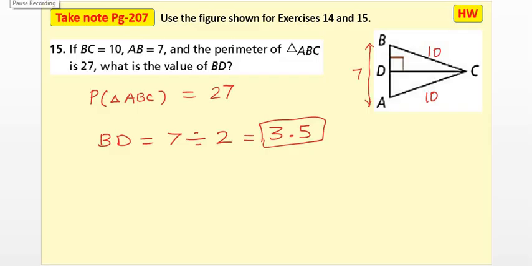Here is the answer. BD equals 3.5, because this one will be half of it. We can see it's a case of perpendicular bisector, so this one will be equal to this one. So you will divide 7 by 2 to know how long BD is.